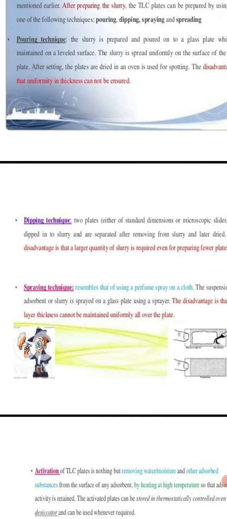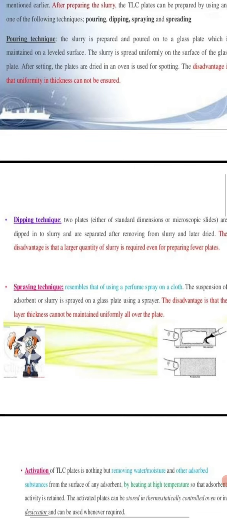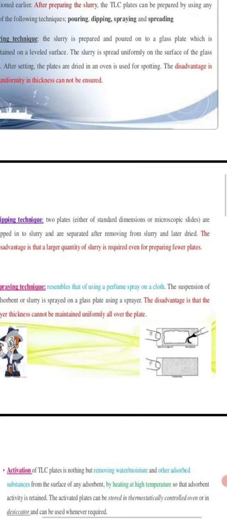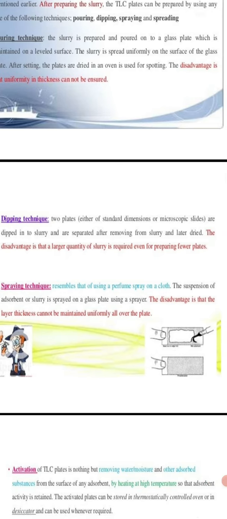Second one is the dipping method or dipping technique, in which two plates, either of the standard dimension or microscopic slides, are dipped into the slurry and are separated after removing from the slurry and later dried. The disadvantage is that a large quantity of the slurry is required even for preparing a few plates.